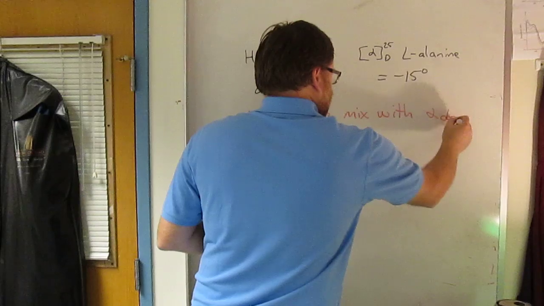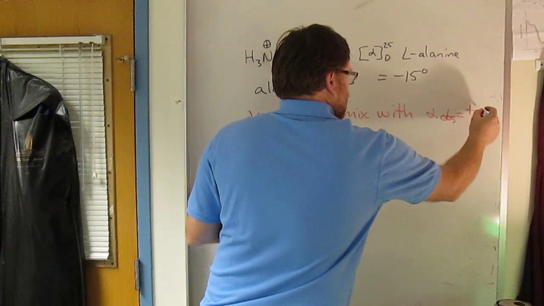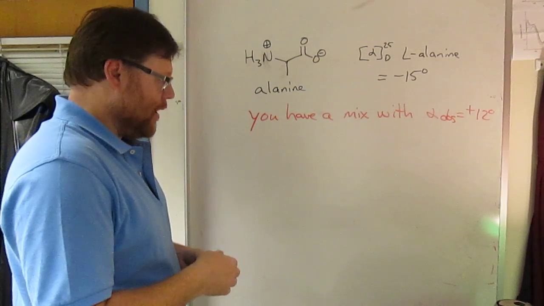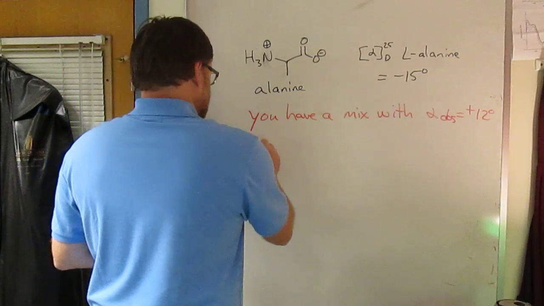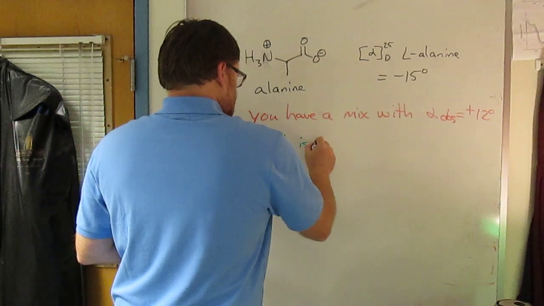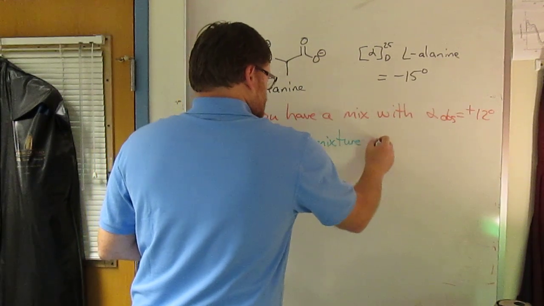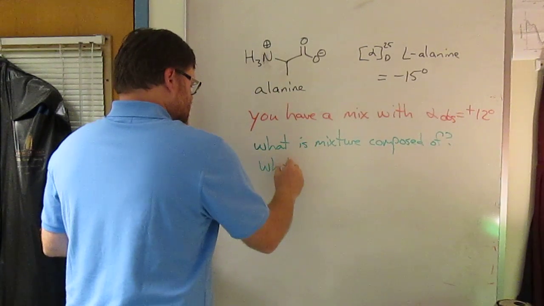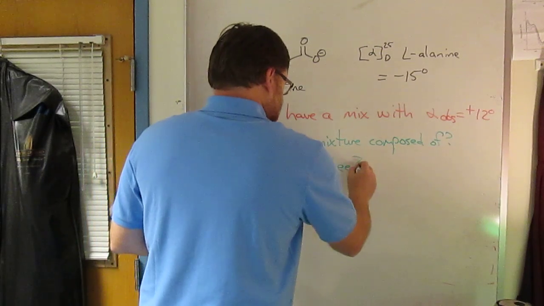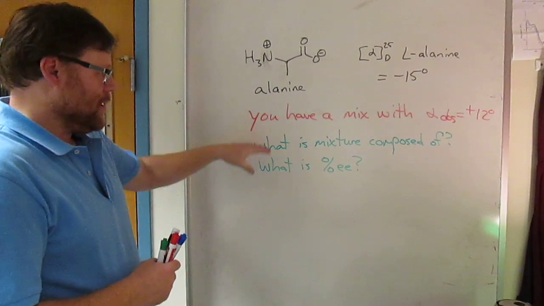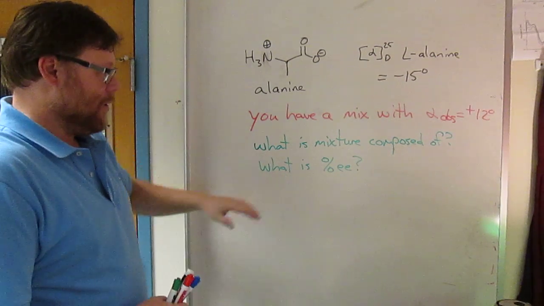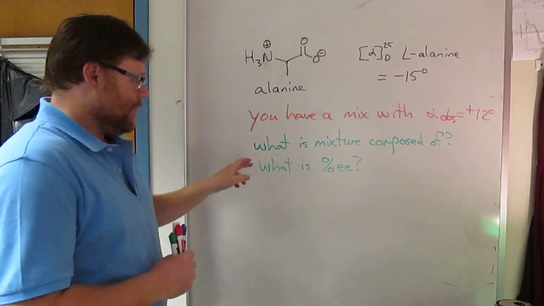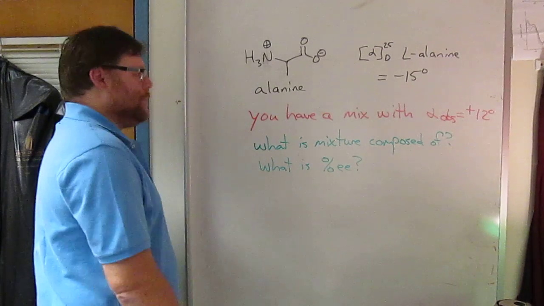So I'm going to say that you have a mixture that has an observed rotation of plane polarized light of plus 12 degrees. So what is the mixture composed of? And what is the percent EE, the enantiomeric excess? You should probably go ahead and write these questions down. I'm going to ask you to hit pause, and then I'm going to erase these because I have a limited amount of board to work on. And you should probably also solve these in the reverse order. Solve EE first. That's my hint. Okay? Hit pause, go away and do that.